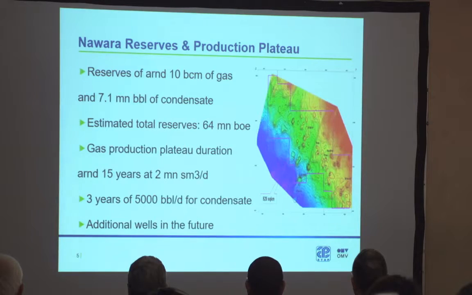This reserve will have a gas production plateau of around 15 years at a flow rate of 2 million standard cubic meter of gas per day, and 3 years of 5,000 barrel of condensate per day, which is quite important for both Tunisia and OMV. In the future, there are wells planned for the improvement of the production.